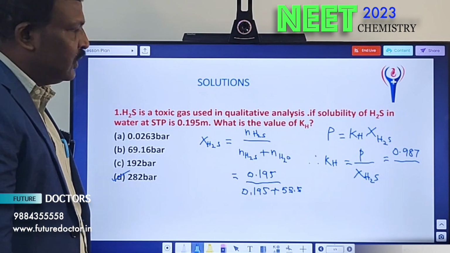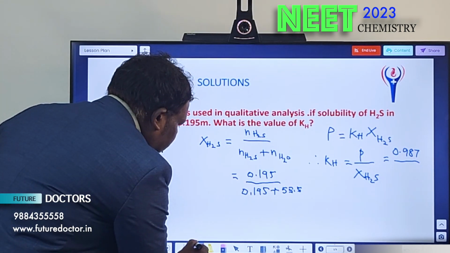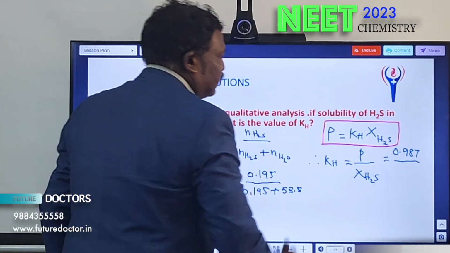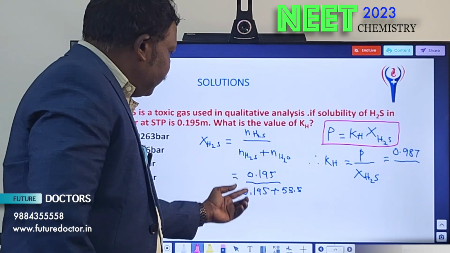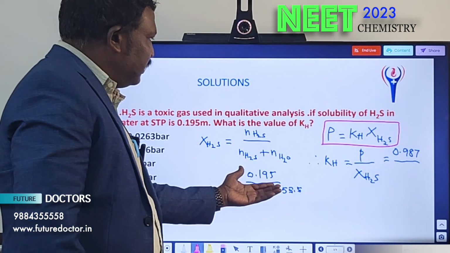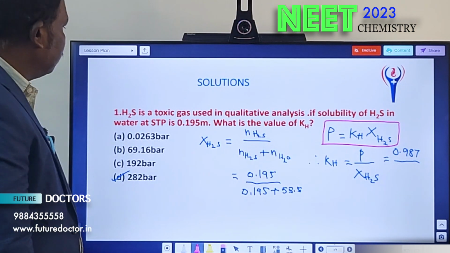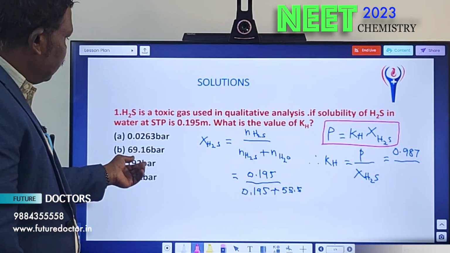Understood? Just keep this formula in mind: partial pressure is equal to KH into mole fraction. If you simplify this, it will be some decimal value. We simplify, substitute here, and simplify again, and we get the answer, 282 bar. This is the way to solve this problem.